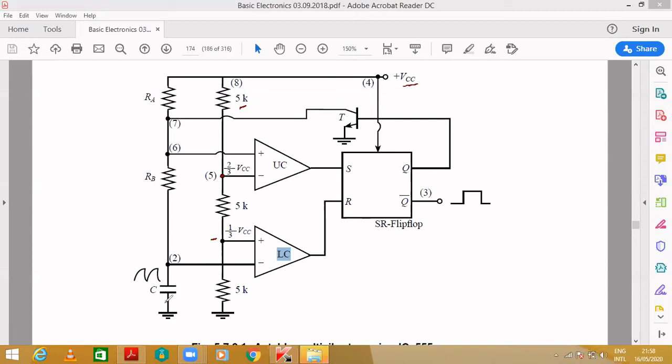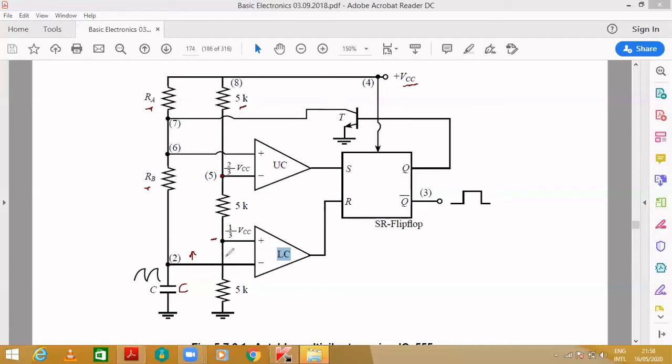If the capacitor starts charging, it will charge through RA and RB only. I will explain why it will charge through RA and RB. First, let's assume at this point it is dominating, or it is more. So when the capacitor starts charging, this point will be more, and that is the inverting terminal, which is more than the non-inverting terminal.